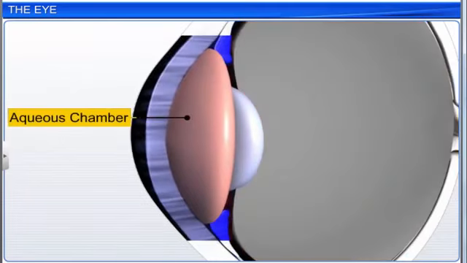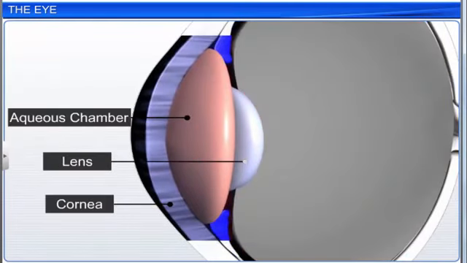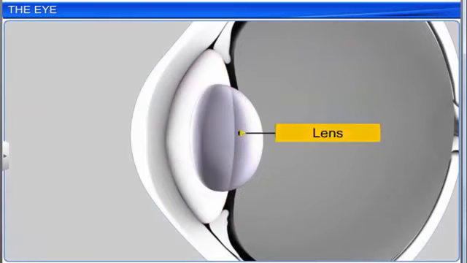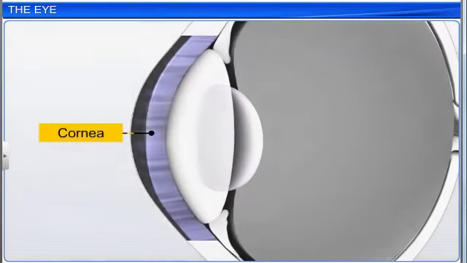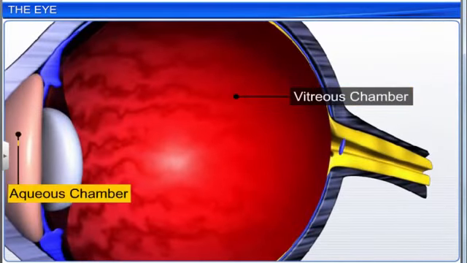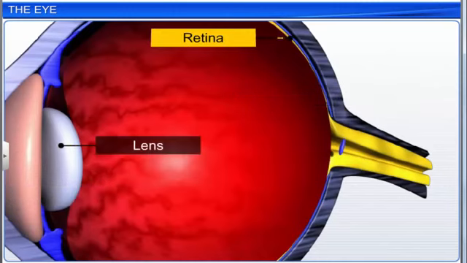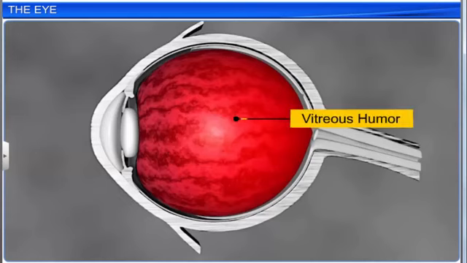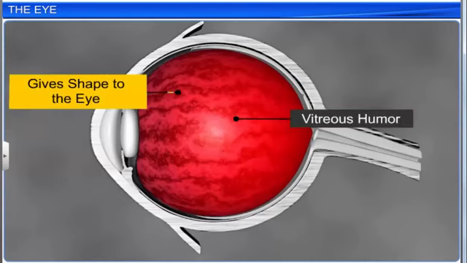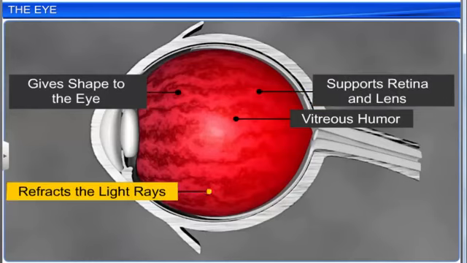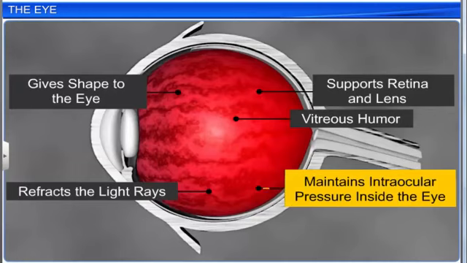The aqueous chamber lies between the cornea and lens. It is filled with a thin, watery fluid, an aqueous humor that provides nutrition to the lens and cornea. The vitreous chamber is larger than the aqueous chamber and lies between the lens and retina. It is filled with a transparent gel called vitreous humor that gives shape to the eye, supports the retina and lens, refracts light rays, and maintains intraocular pressure inside the eye.